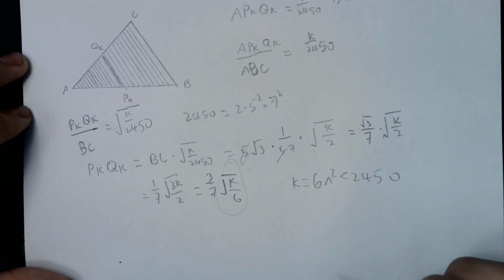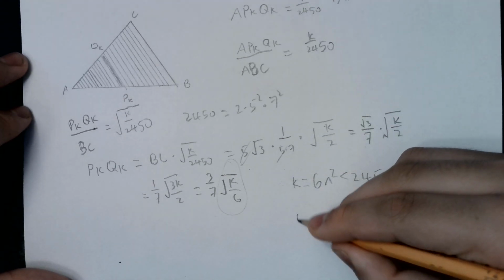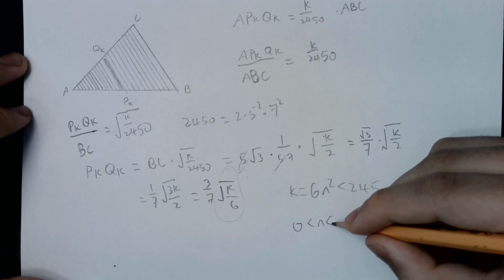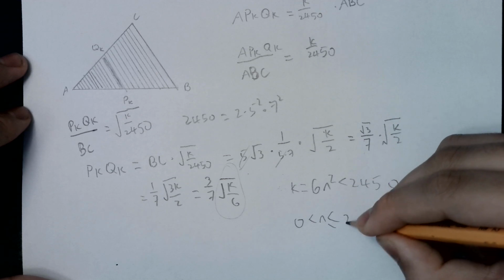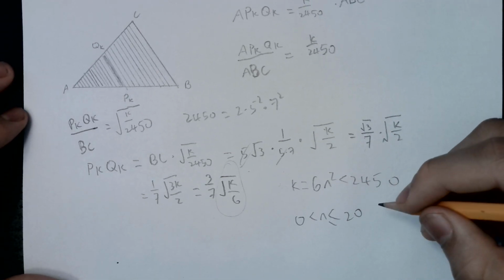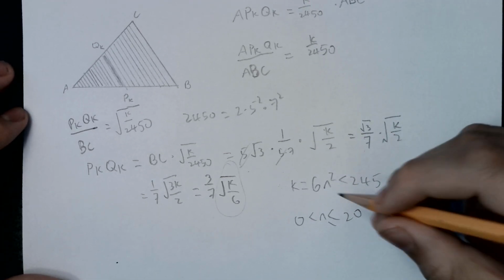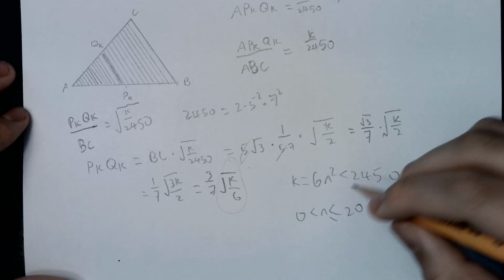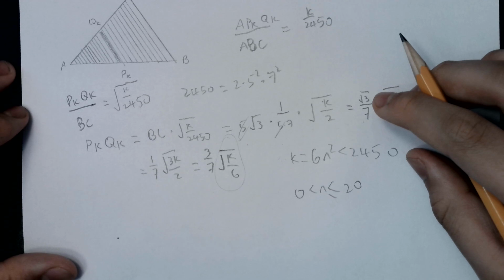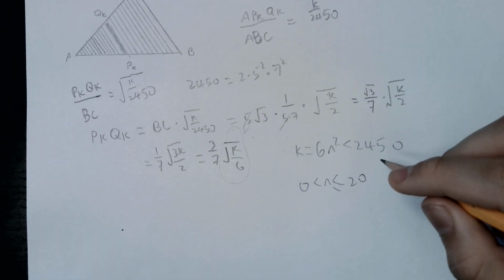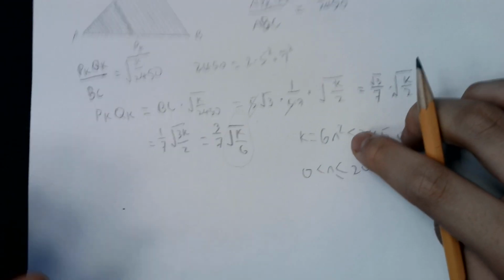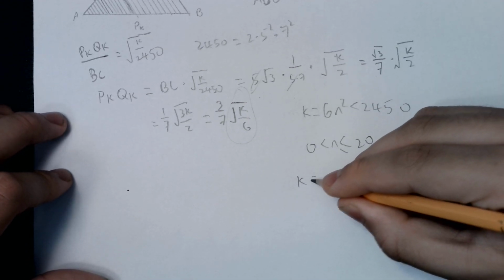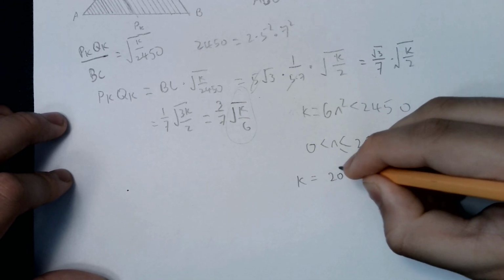Now this means that n squared has to be smaller than or equal to 400, so n has to be smaller than or equal to 20. This is because 20 squared is equal to 400, and 400 times 6 is 2400, which is slightly smaller than 2450, and we can't go over this number. This means that n has to be a number from 1, 2, 3, 4, all the way up to 20. So that means k has 20 possibilities. I write k equals 20 in a circle to show that there are 20 possibilities.